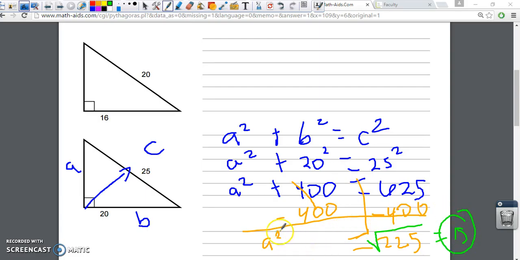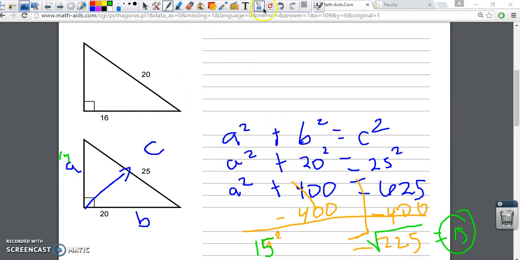You can always double check by putting that 15 in place of the a. 15 squared, if you do that in a calculator, 15 times 15 is going to give you 225. So you know your answer is correct. A equals 15, just like C equals 25 and B equals 20. We just figured out that A equals 15.